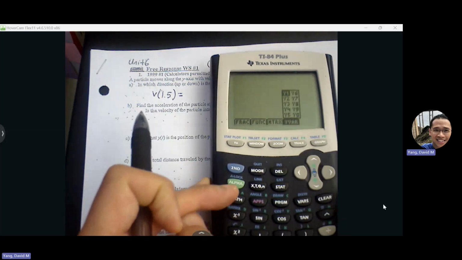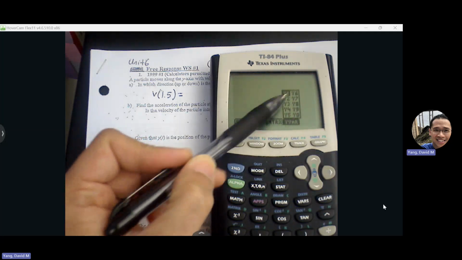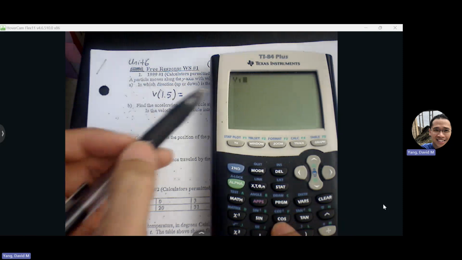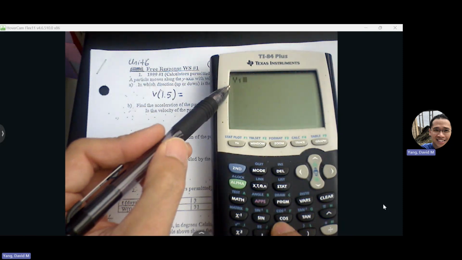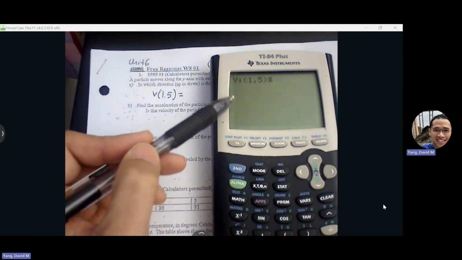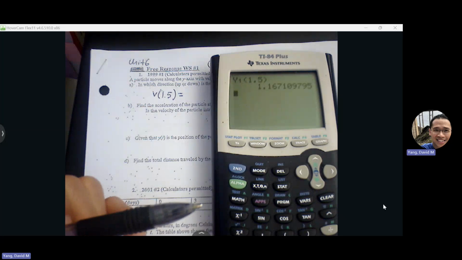Alpha trace will give you a list of functions that you can recall quickly. Right now, my y1 is holding my velocity function. So if I do parentheses 1.5, it'll just type in 1.5 for all the variables within the velocity function, and in return, it'll give me my value.